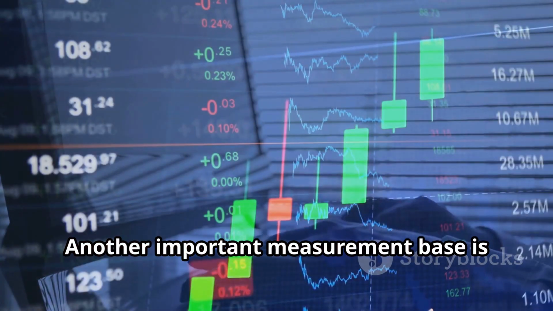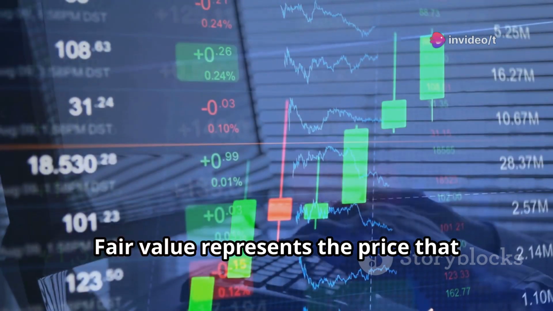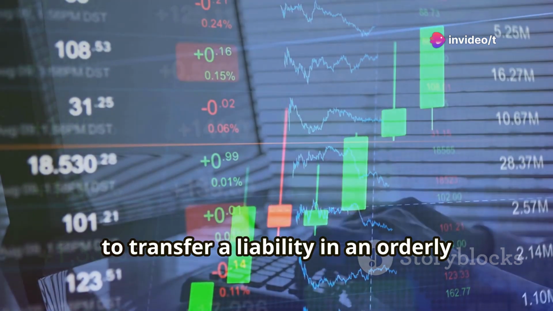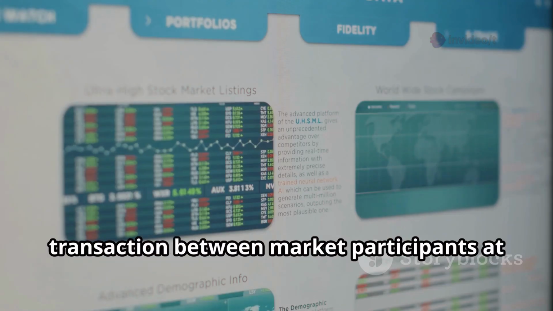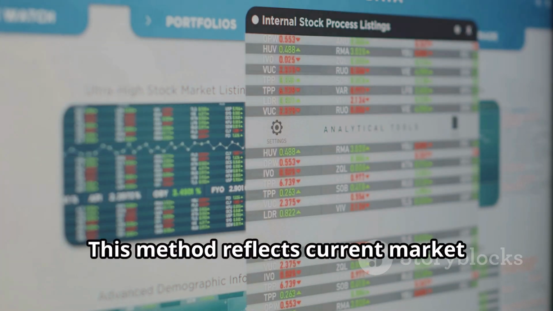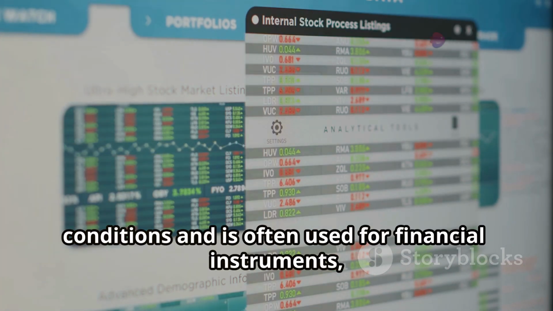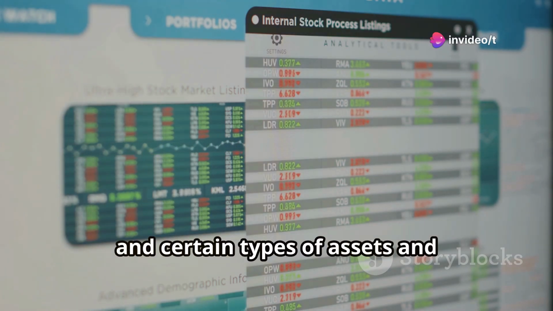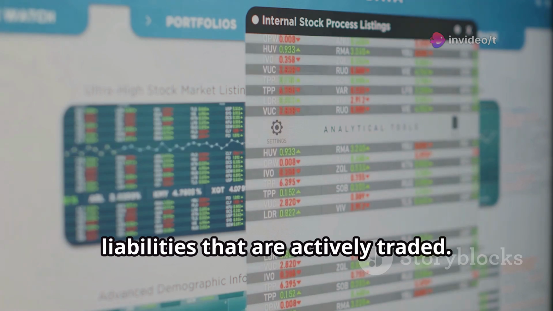Another important measurement base is fair value. Fair value represents the price that would be received to sell an asset or paid to transfer a liability in an orderly transaction between market participants at the measurement date. This method reflects current market conditions and is often used for financial instruments, investment properties, and certain types of assets and liabilities that are actively traded.